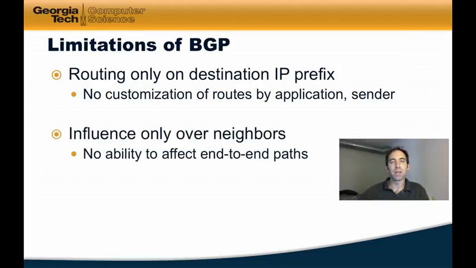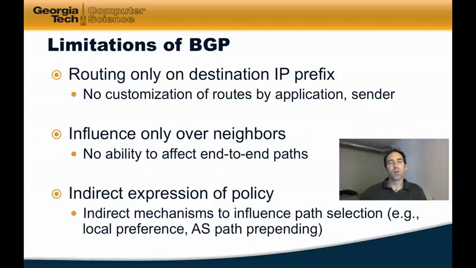Another limitation of BGP is that an autonomous system or a network can only influence routing for immediate neighbors. An AS has no ability to affect the end-to-end path that traffic might take from source to destination. Finally, operators can only express policy indirectly. There are only indirect mechanisms to influence path selection, such as local preference or AS path prepending. There is simply no way to say that you would like a particular traffic flow to traverse a particular set of routers or a particular set of ASs. The operator must rely entirely on indirect mechanisms.